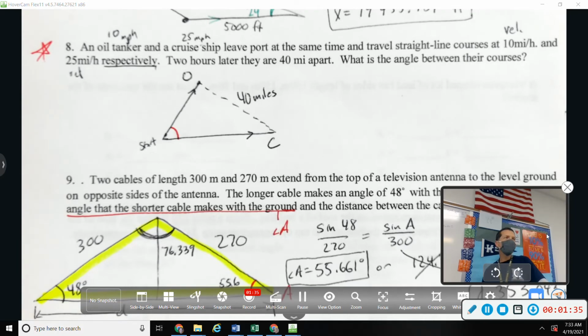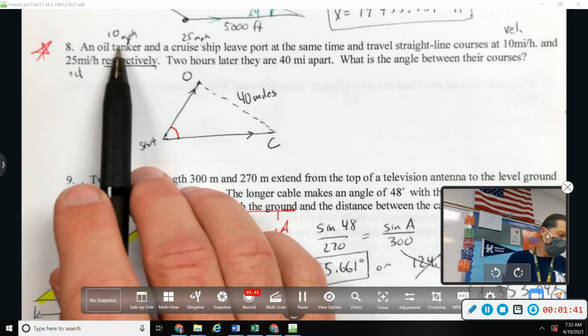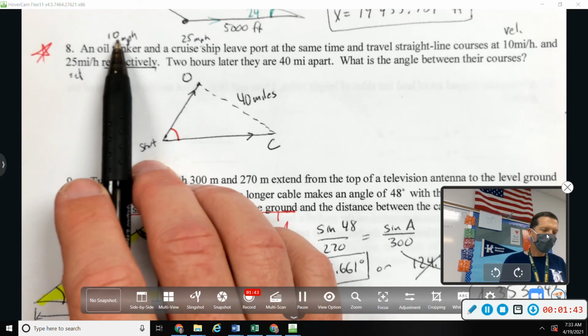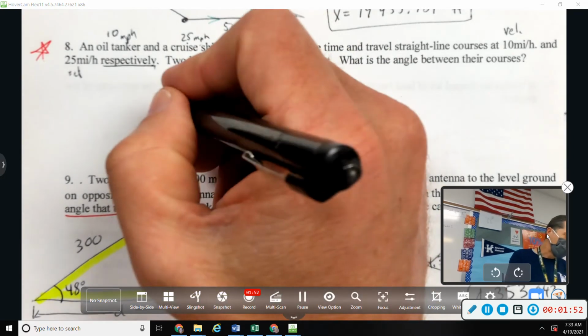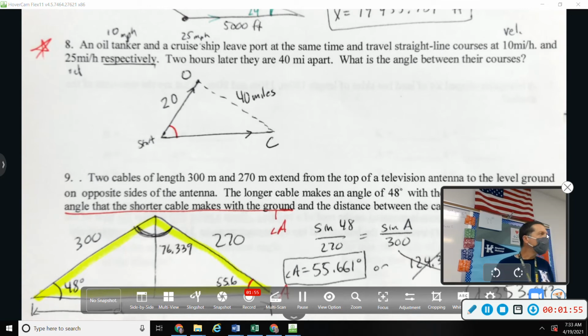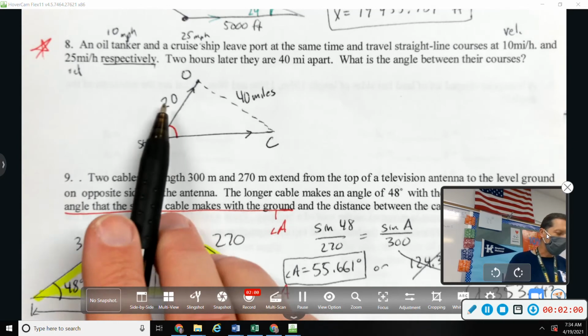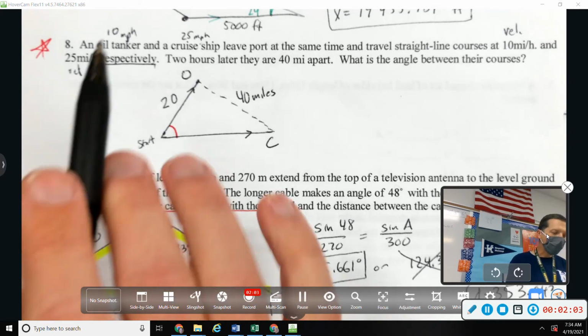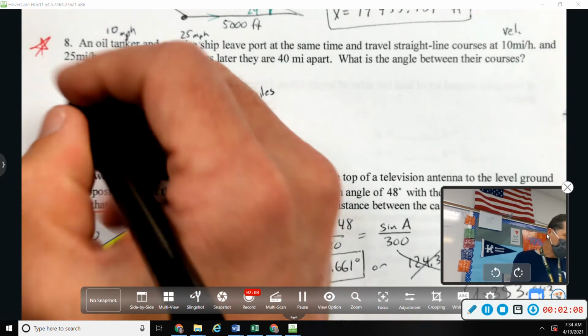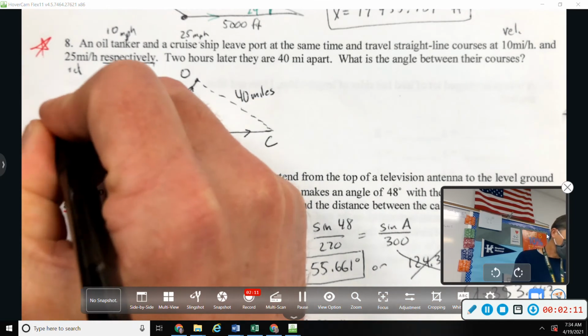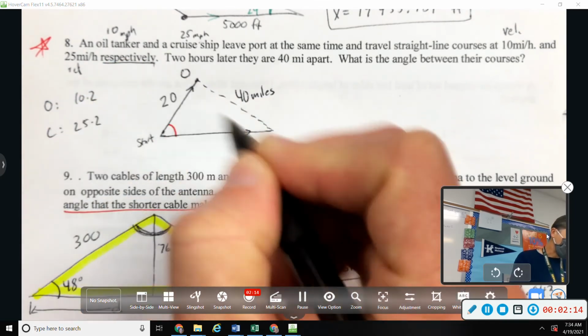So here's the kind of hidden trick on this one. If it's 2 hours later, the oil tanker was traveling 10 miles per hour. After 2 hours, how far has the oil tanker gone? 20 miles. If I slow it down and talk real slow, you figure it out. So you got to read the units carefully, read the problem carefully. You might guess the mistake is to just put 10 and 25 on those sides. But 10 and 25 aren't distances, they're velocities. So the oil tanker went 20 miles, 10 times 2. The cruise ship went 50 miles.